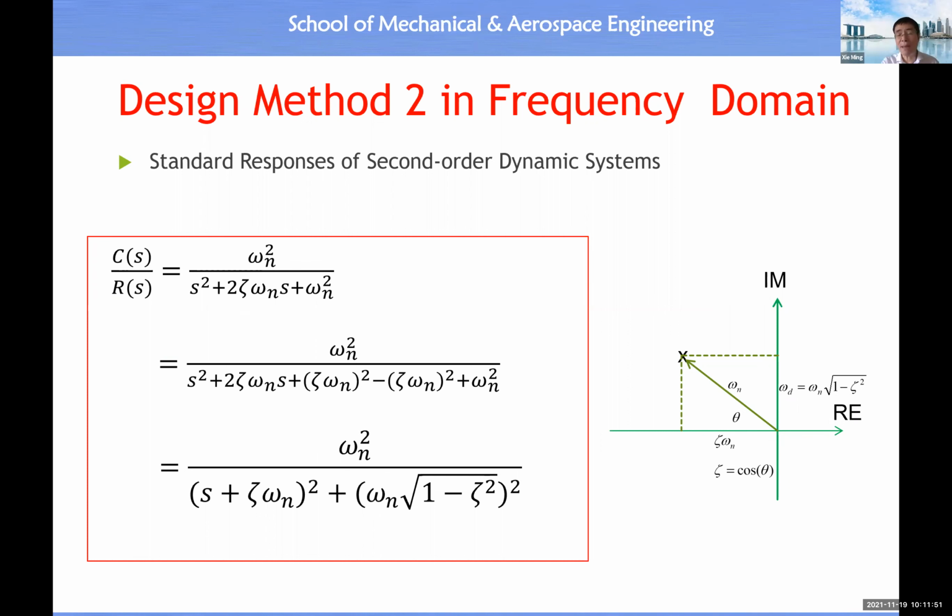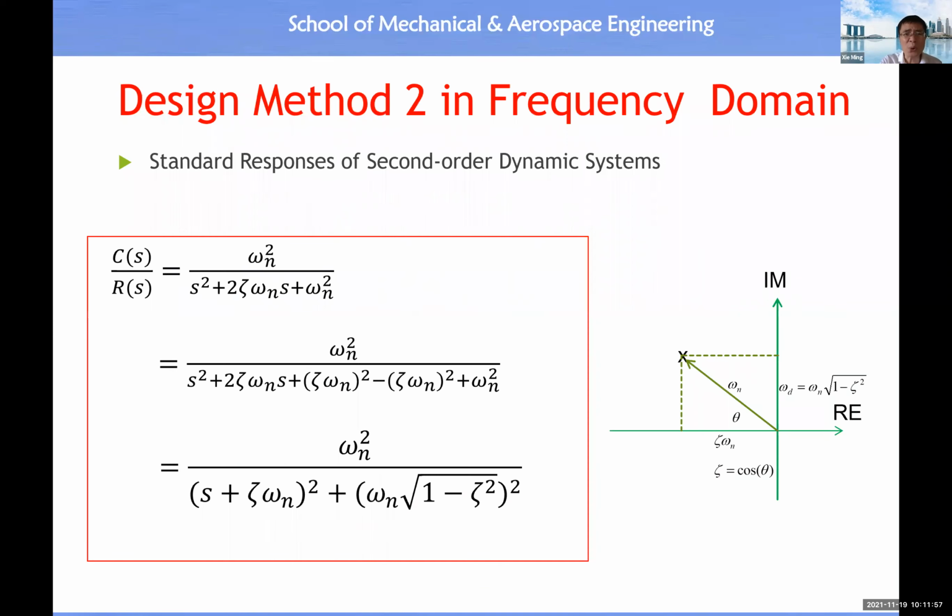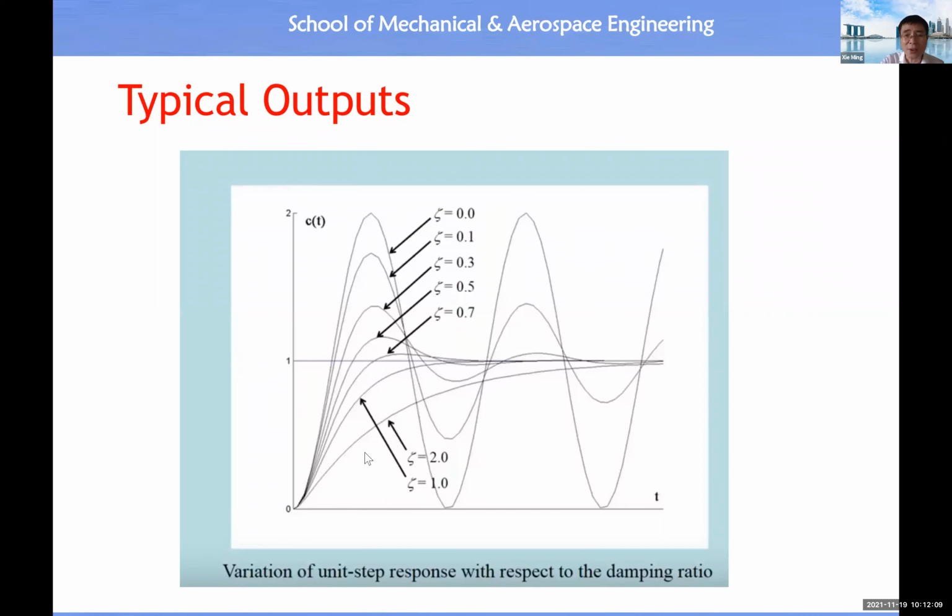So this is design method two. By applying this method two, you just need to know what should be the best value for zeta. And based on the requirement of your application, you can also determine what should be the omega n. So these are the typical responses when you change zeta. For example, if I want to have an oscillation, then I will try to make zeta equal to zero. If I want to have the best response, then I try to choose zeta to be 0.7.